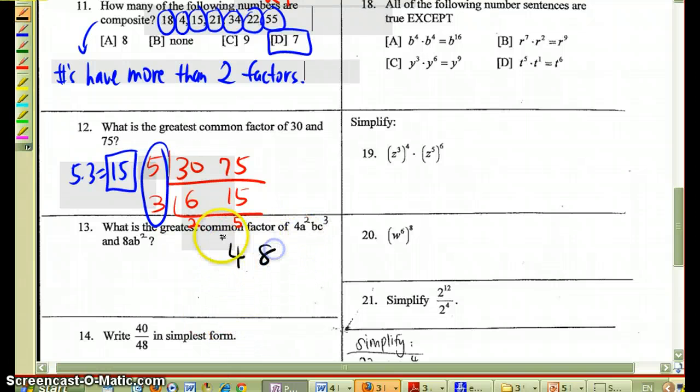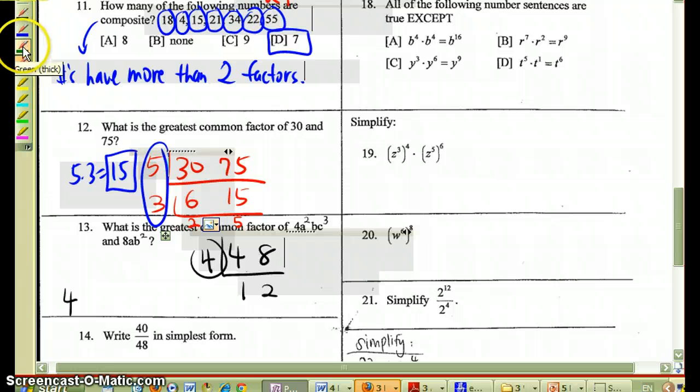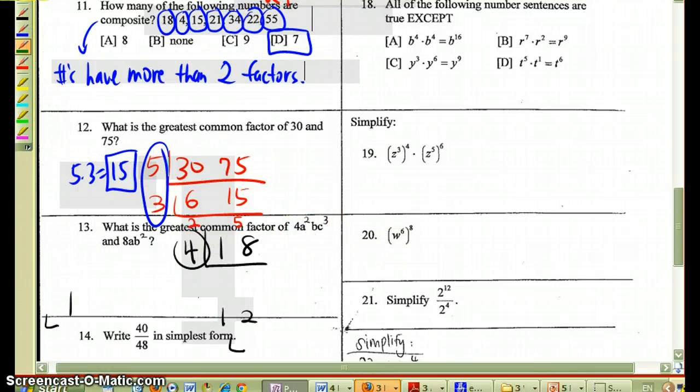Now when I need to do a greatest common factor for variables, first of all I'll do it for the numbers. So the greatest common factor of 4 and 8 would be 4, and 1 and 2. So 4 is going to be part of my answer. And all I'm going to do is find common. So that's going to be my keyword. I'm looking for what letters they both have. Now for this one I'm going to expand it out.